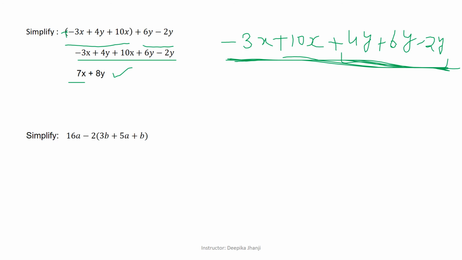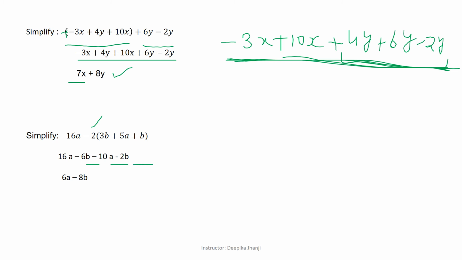Next example, we have a negative sign outside the bracket. So take care, you need to change the sign of each term inside the bracket. And also you need to multiply each term by 2. Outside you have negative 2, which is being multiplied with each term inside the bracket. So when you open the bracket, you get negative 6b, negative 10a, negative 2b.